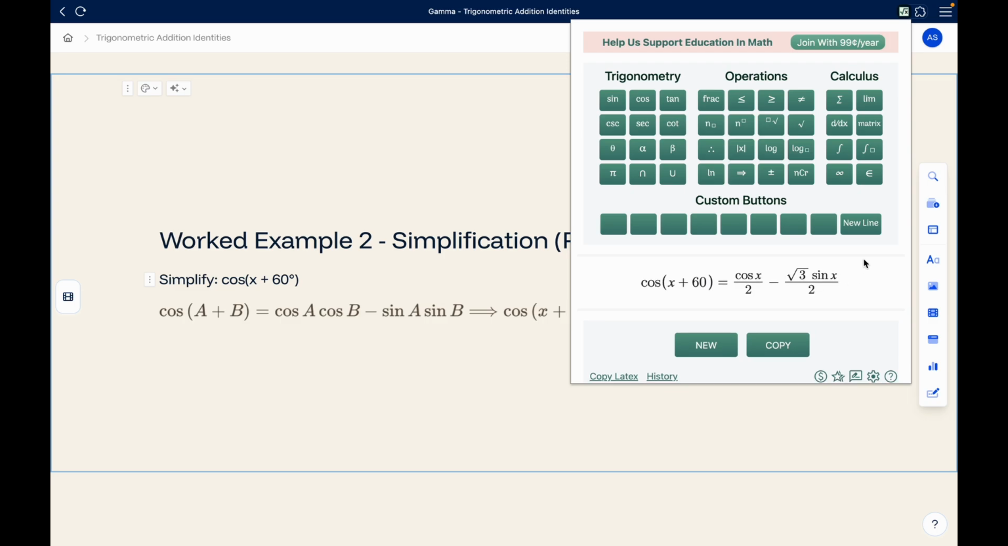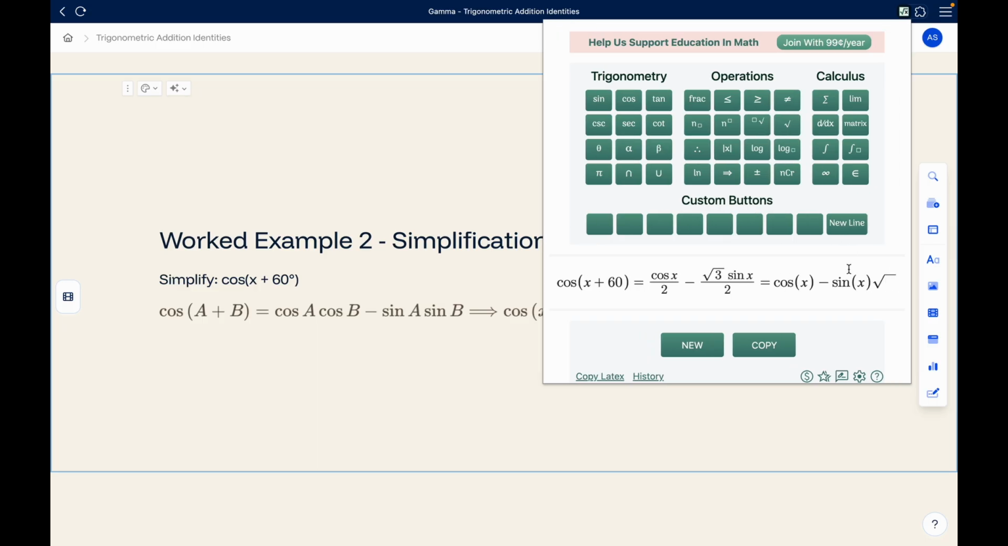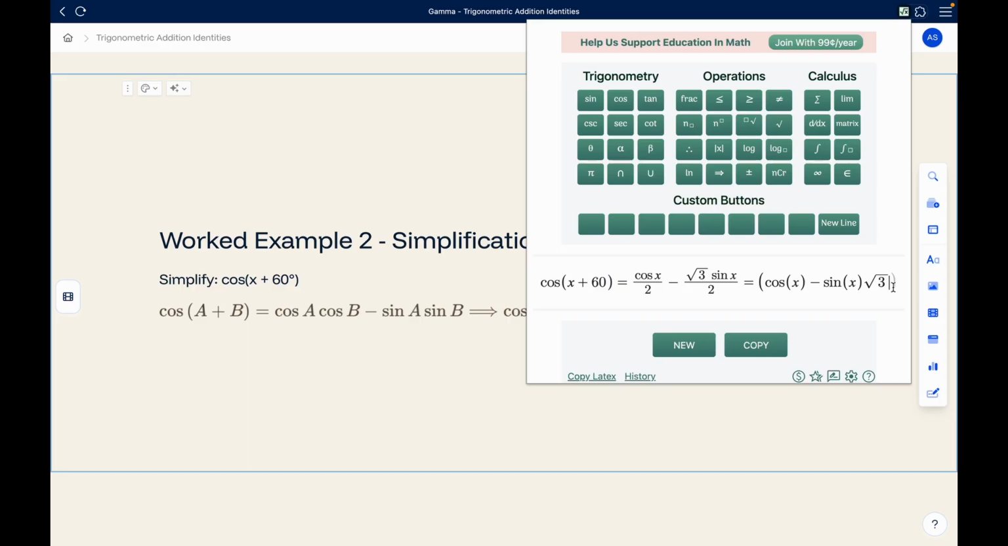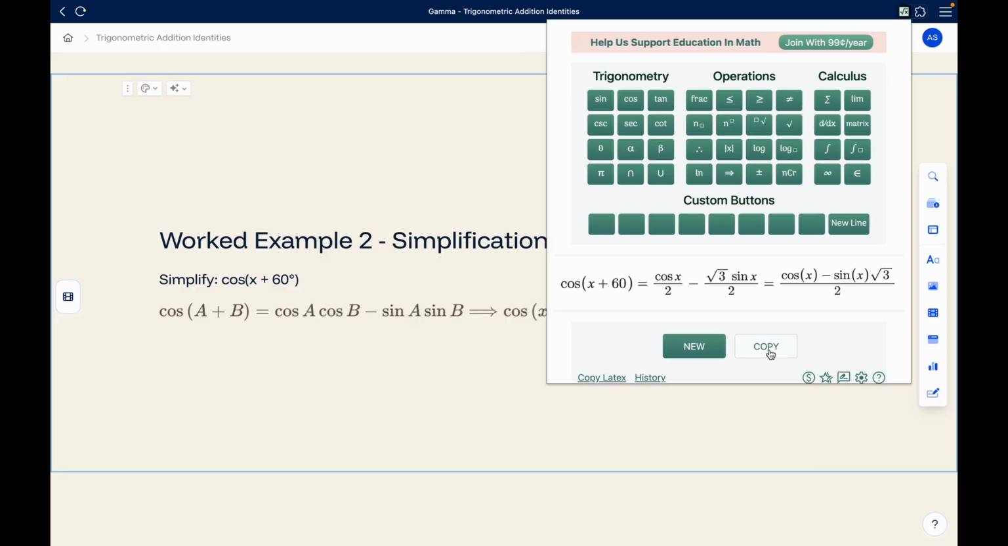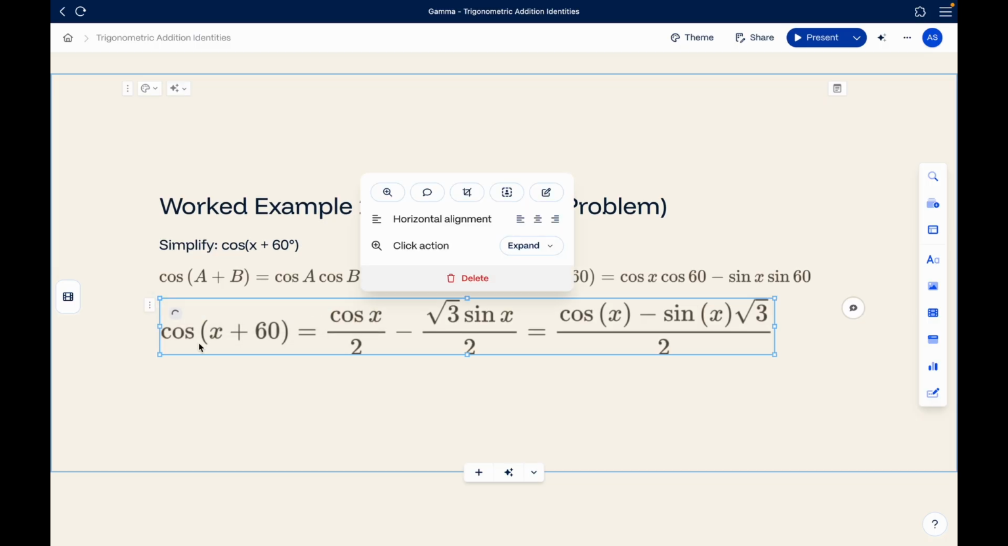So, what we can do is we can add them together, or really subtract them. So, this will become cosine of x minus sine x times the square root of 3, and now this is all divided by 2. And that is our final answer to this problem.